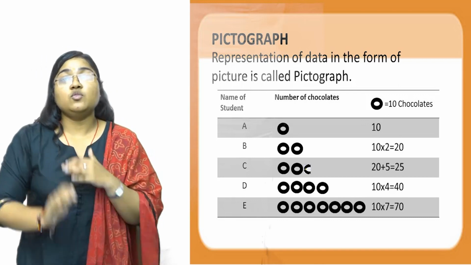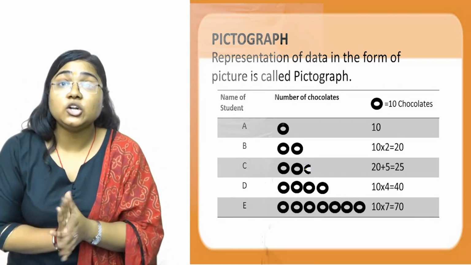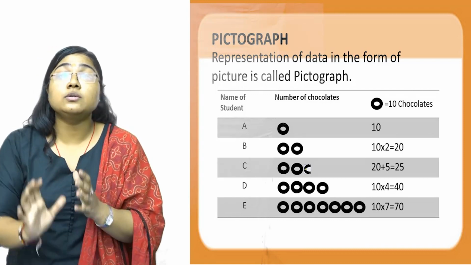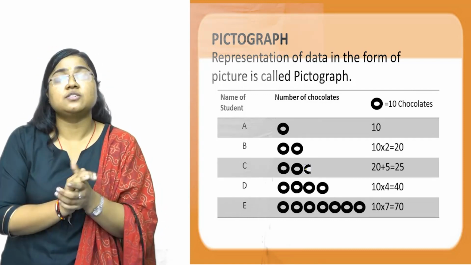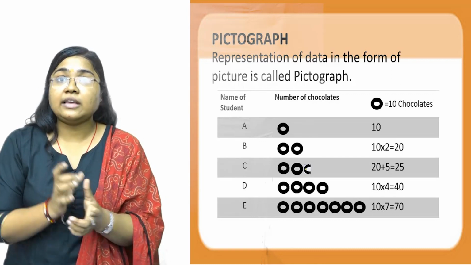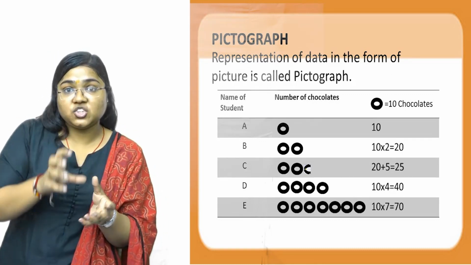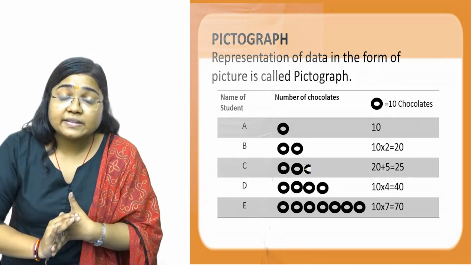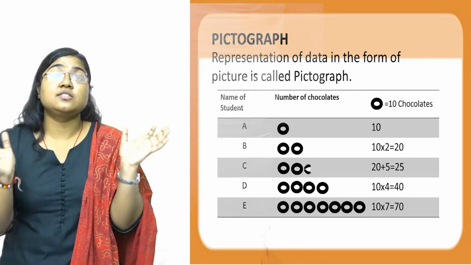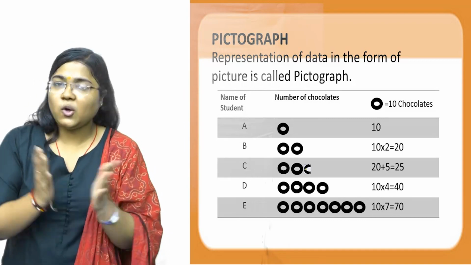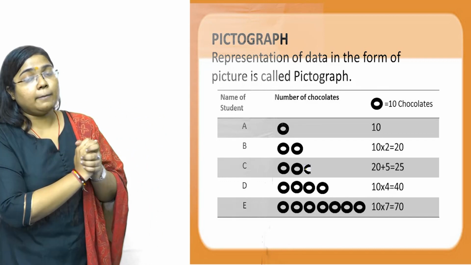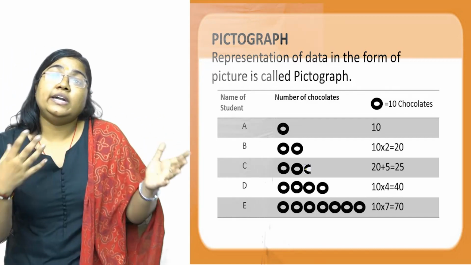Okay, let's move on to the next topic, that is your pictograph. Picto means pictures. That means when you represent data using pictures. Pictures can be anything like symbols, a photograph, a cut-out photograph, anything. So when we represent data using pictures, it is called a pictograph. Okay, let's take an example: the number of chocolates a student has.